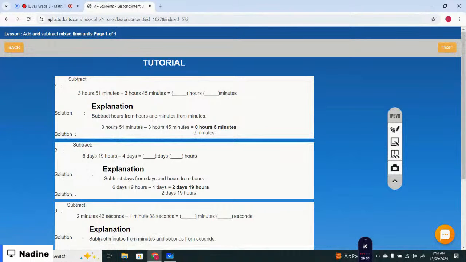The next one is 6 days 19 hours minus 4 days. So you are not given the hours here, so you just have to subtract the days. 6 minus 4 is 2 days and 19 hours. Got it? The correct option is 2 days and 19 hours. Okay, let's just start with the test questions.